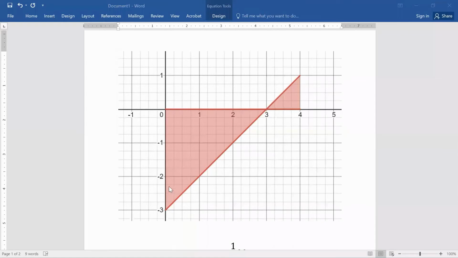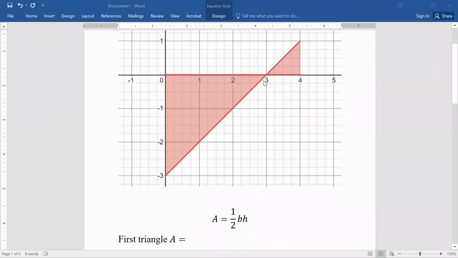Once again, these are just triangles, so I am going to utilize triangular areas. The left-handmost triangle, I'll call that the first triangle. The right-handmost triangle, I will call the second triangle. The first triangle, since it is underneath the x-axis, counts as a negative. I can still find the area though.